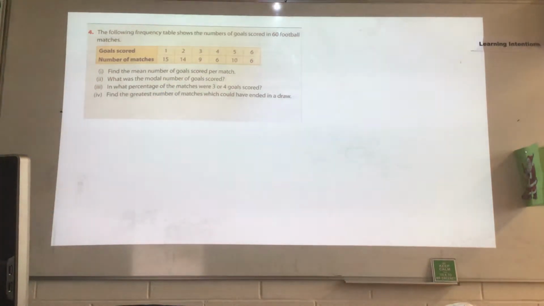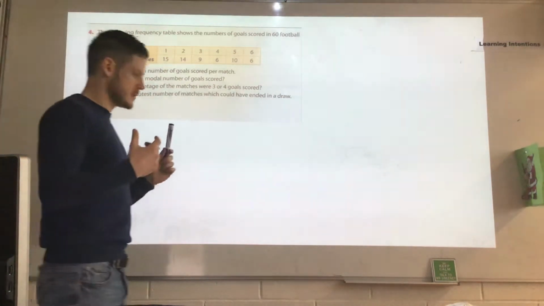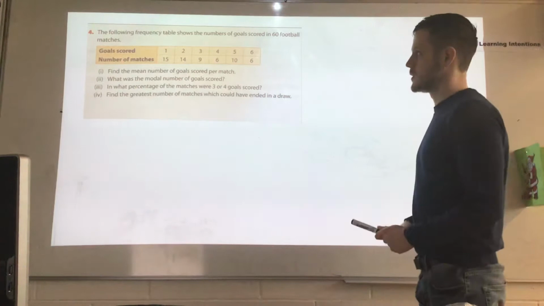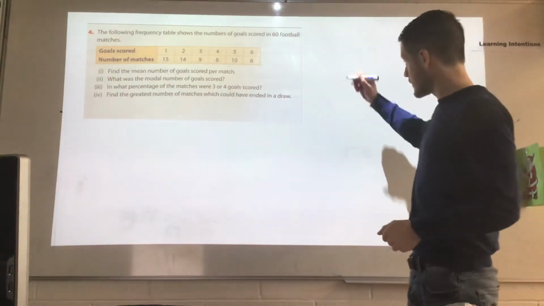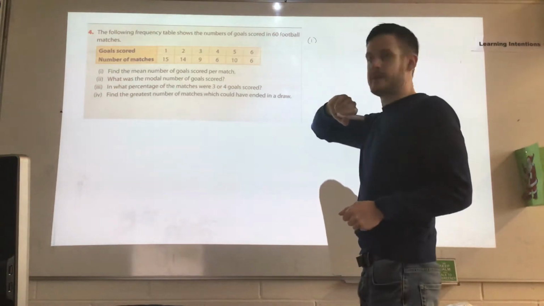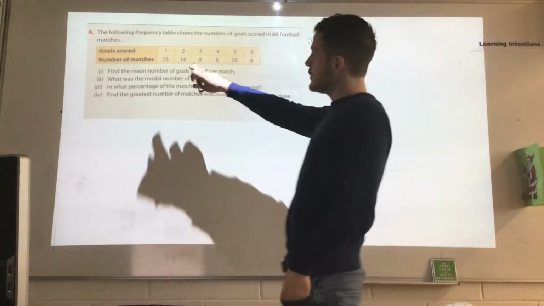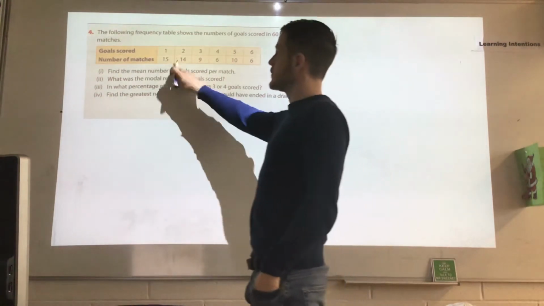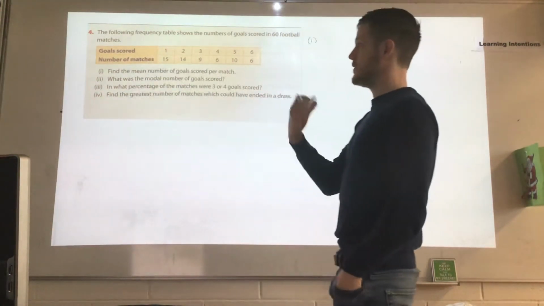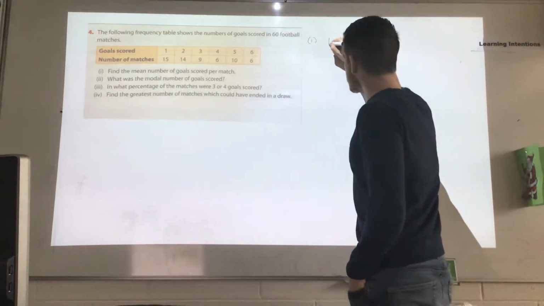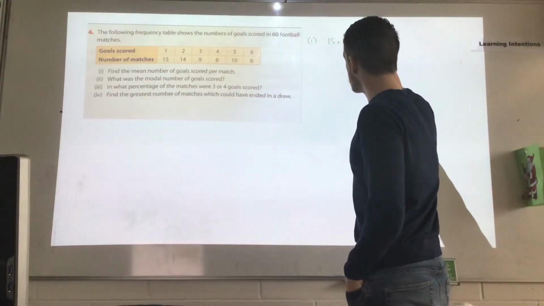So it says find the mean number of goals scored per match. So the mean number of goals is the average amount of goals that is scored in every match. And again, the maths is not difficult, but it is a little bit tricky to understand. So in 15 matches, 1 goal was scored. So that means in those 15 matches, the total number of goals was 15. What I've done is I've done 15 times 1. So what I'm going to do here is I'm going to do 15 multiplied by 1.